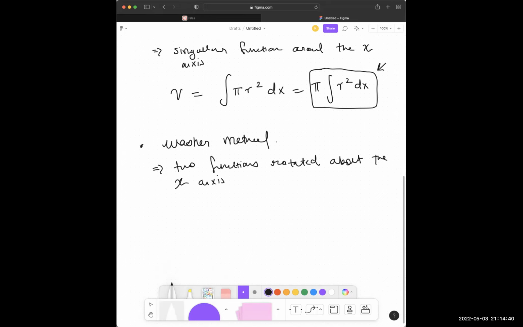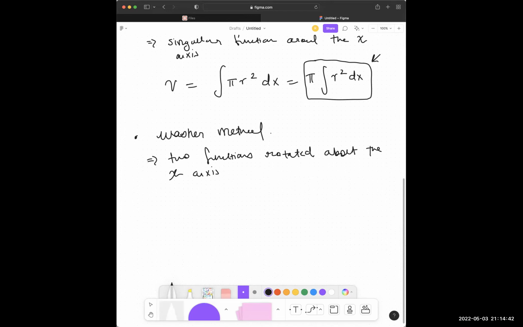And this too has a formula, as you'd expect. The idea here is that the volume of two functions rotated about the x-axis is in fact just pi on the outside, times the outer radius squared minus the inner radius squared, dx.